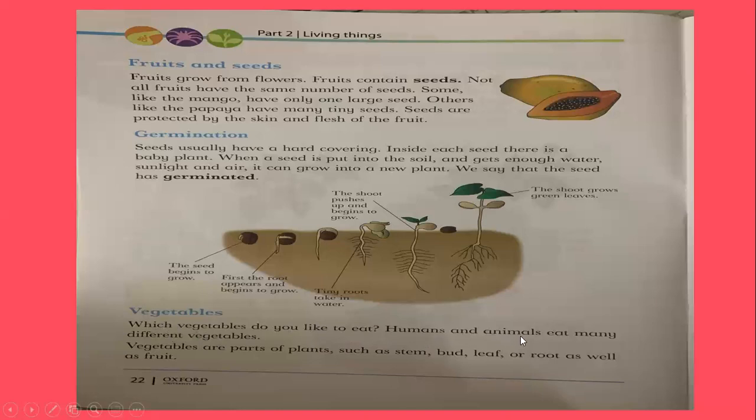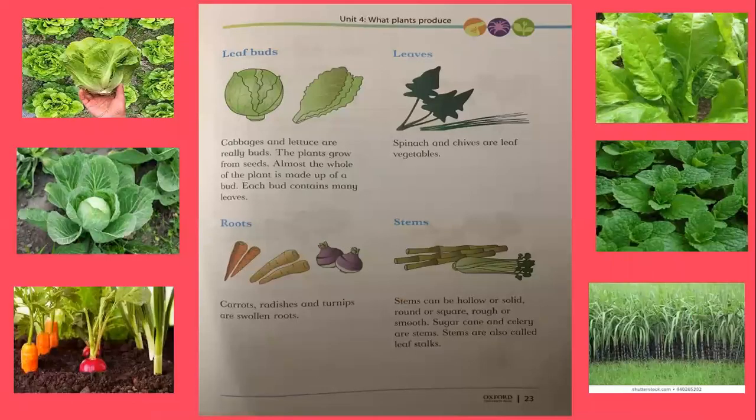Okay, humans and animals eat many different vegetables. Vegetables are parts of plants. As I told you, vegetables are the different parts of the plant, such as stems. Some vegetables are a stem of a plant, some are buds, some are leaf or root, as well as fruit. Now let's see which vegetable belongs to which part.